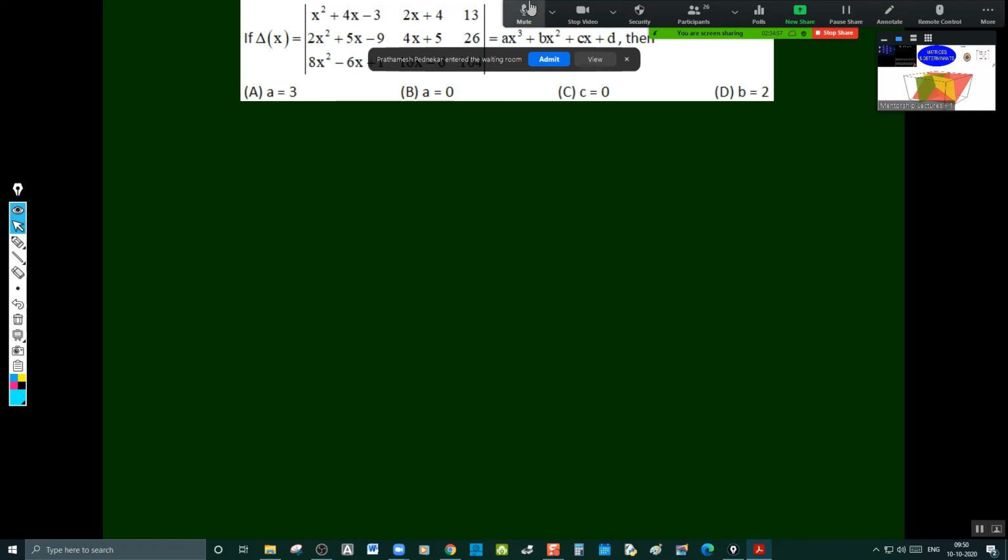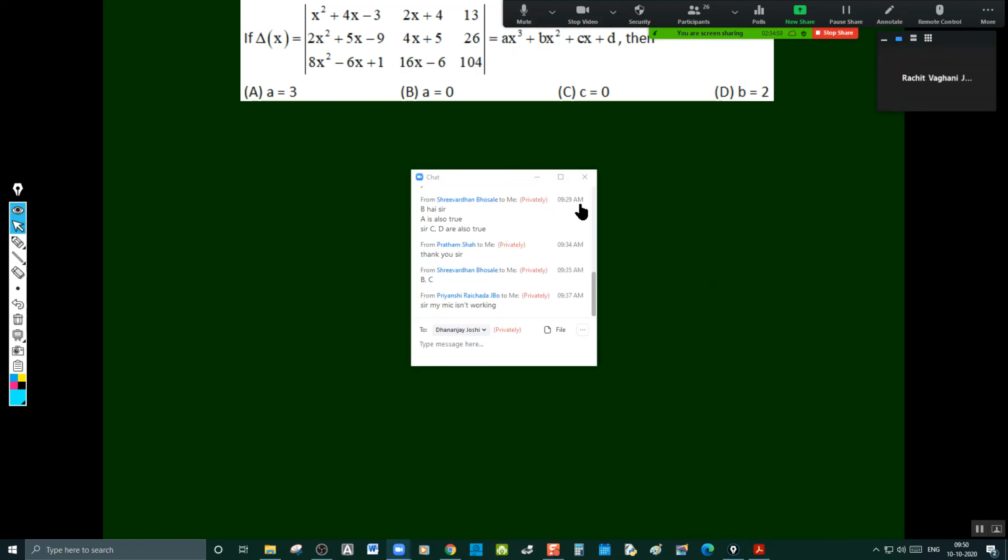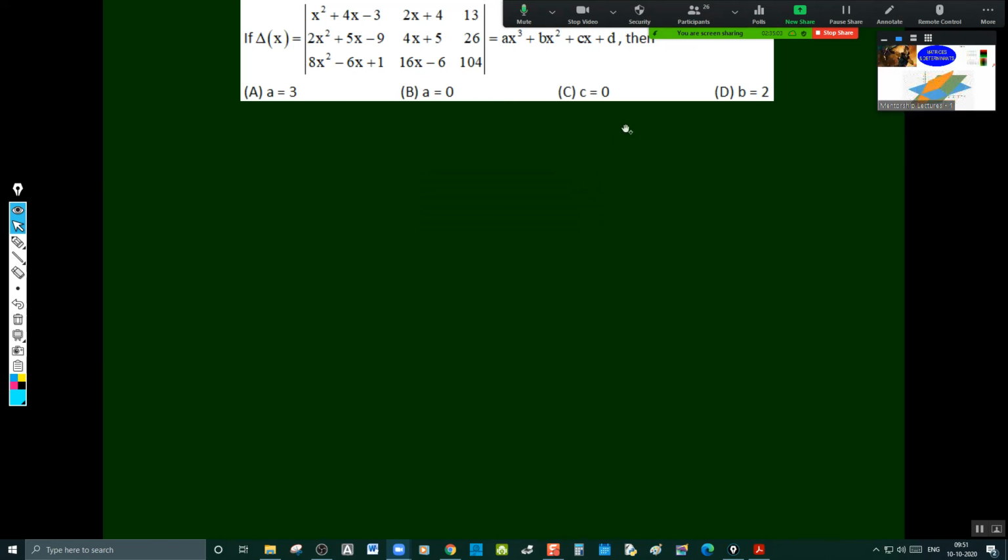Sir, if this were non-zero, what would we do? Then, if you want the value of D, put x equal to 0 and you'll get D. Put x equal to 1, then you'll get one more equation. Like that, by giving values to x, you have to get the values of A, B, C.